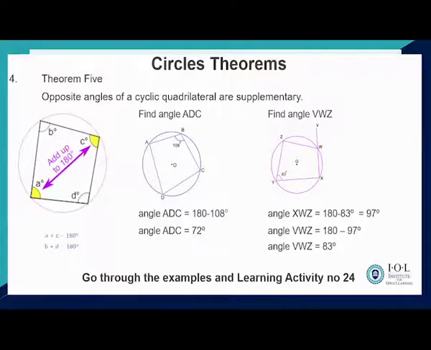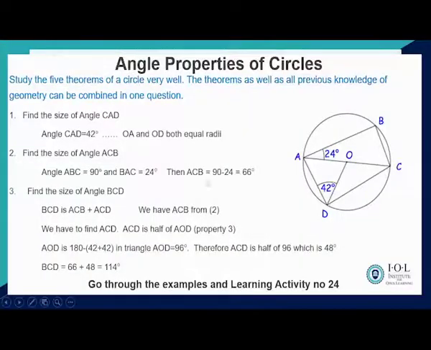Go through the examples, get some more. There's lots of worksheets on the internet. Go there and find worksheets on circles and practice them. You will get a combined question where you have to apply different theorems in one question. And it's very important that you practice it. Okay, angle properties of circles. There we have some, can you see? A lot of things are here applied into one question.